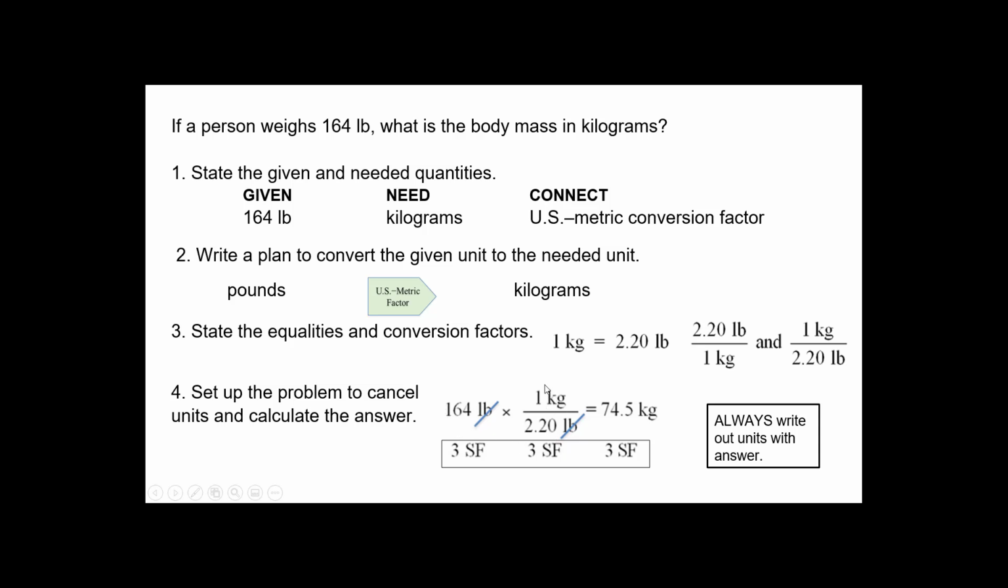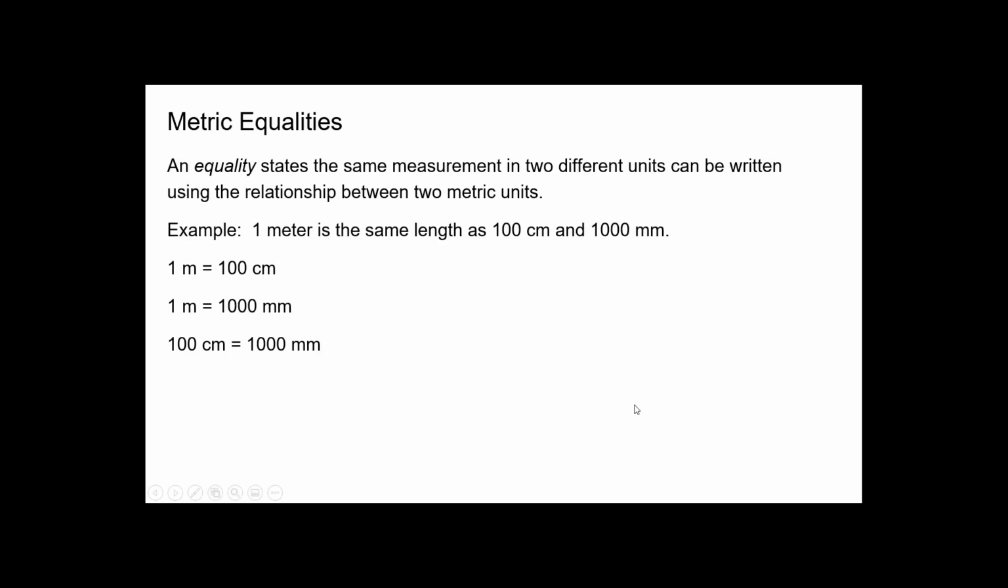These are two different numbering systems, so we also count 3 sig figs. You don't count the 1, you always look at the other value. This is 3 sig figs. Our answer will be in 3 sig figs. And we always write the units out. Always. So metric equalities. An equality states that the same measurement in two different units can be written using a relationship between these. So all that means is what is equal to each other.